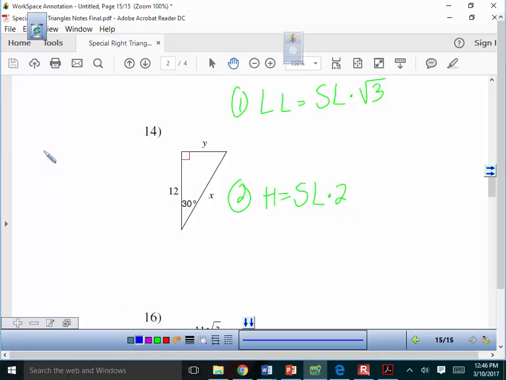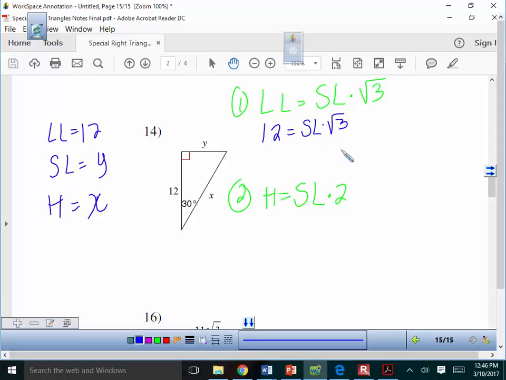So what is the long leg here? And the short leg is? And the hypotenuse is? Good. So let's start off with this first one. Since we have the long leg, we know that's 12. So this is 12 is equal to the short leg times the square root of 3. Now how do I get the short leg by itself?